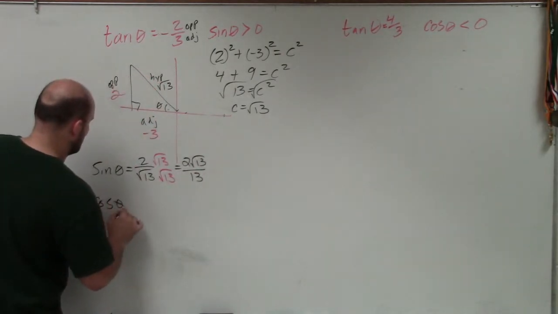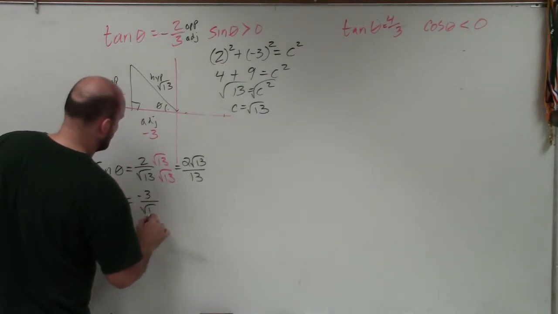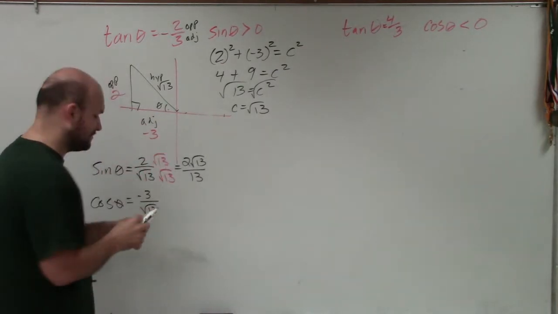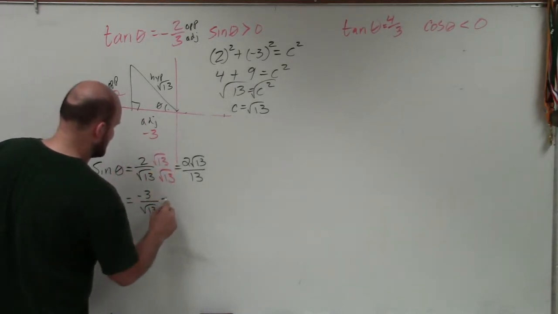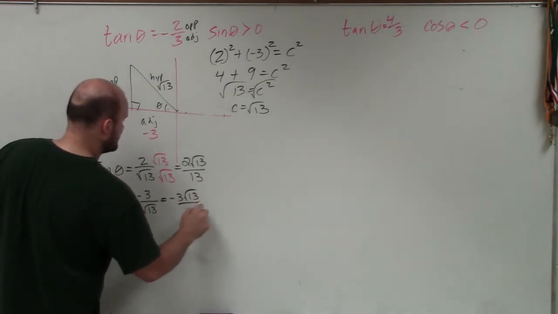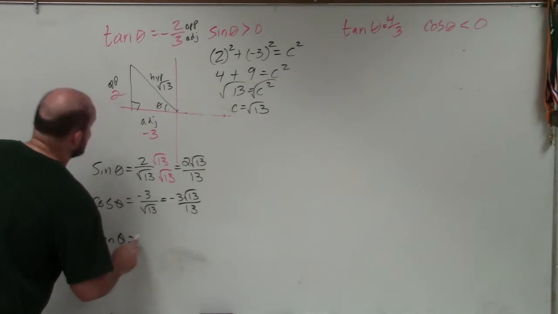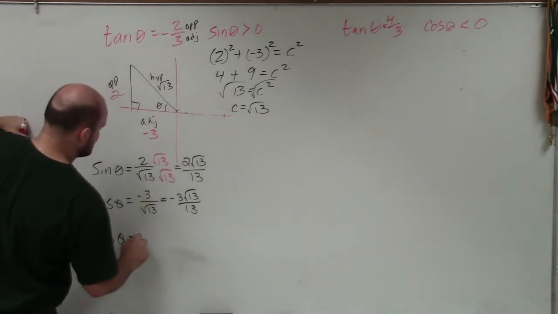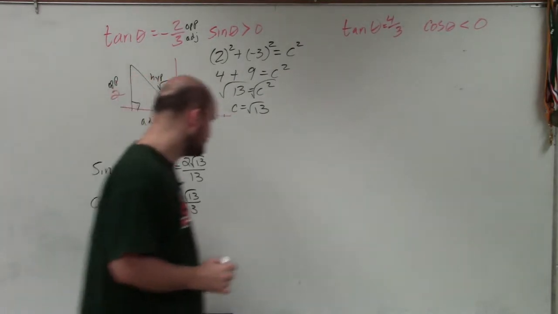For the cosine of theta, that's going to be adjacent over hypotenuse. So that's going to be negative 3 over the square root of 13. Again, I'm going to have to rationalize the denominator. However, to save some time, I'm not going to show this. I'm just going to show you what the answer would be, which would be negative 3 square root of 13 divided by 13. Tangent, fortunately for us, we already know the answer because that's the original one, right? So that becomes negative 2/3. Or you can just write it in front, because we know the 3 is the negative.